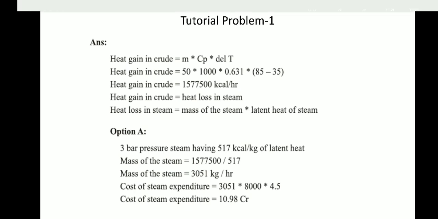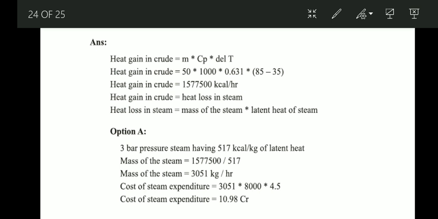Then option A, which is 3 bar pressure steam. The 3 bar pressure steam has 517 kilocalories per kg of latent heat. Then the mass of steam is 3051 kg per hour. Then the cost of the expenditure is 10.98 crores.